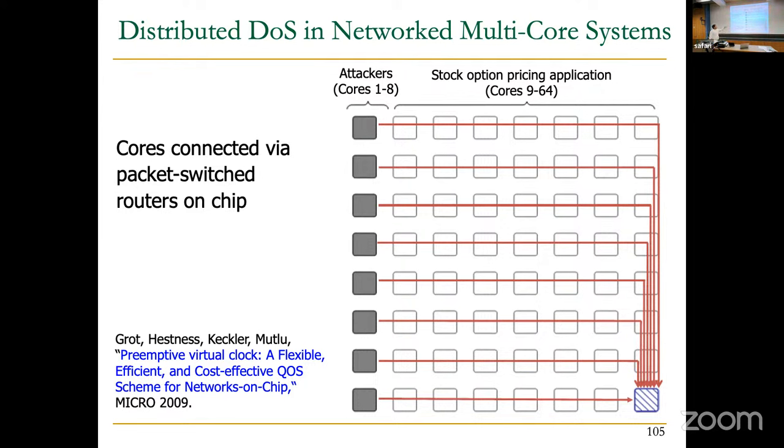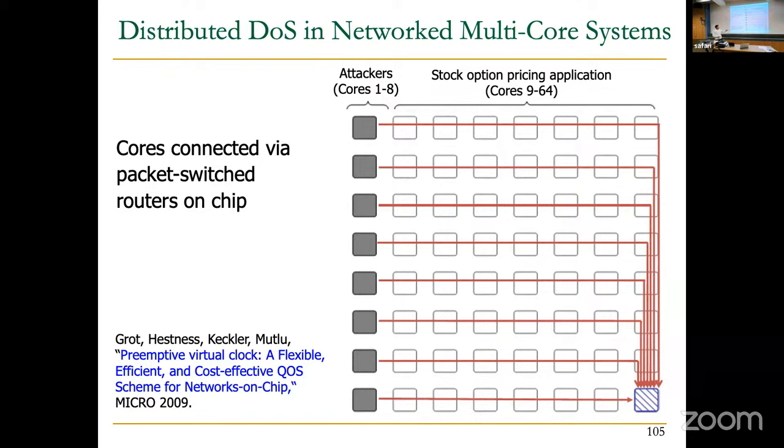So the attacker here takes control of all 8 cores that you see that are very far away from that bottommost, rightmost core. And they run a workload such that it keeps accessing that one core's shared memory. And in the system, we're running a stock option pricing application, Black-Scholes, in the other cores. Now, the important thing here is the stock option pricing application expects very low latency access to main memory, essentially.